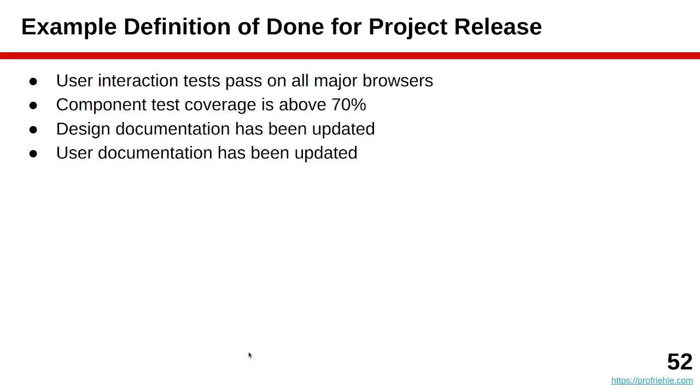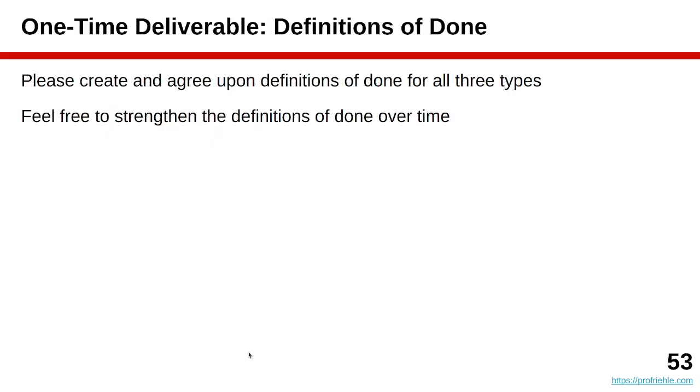So depends on how ambitious you want to be. The documentation should be there, the design documentation and user documentation. It is up to you. I ask you that you create and agree upon in the team on definitions of done for all three types, for features, sprint releases, and project releases. But what you write in there is up to you, so you can be less ambitious and more ambitious.